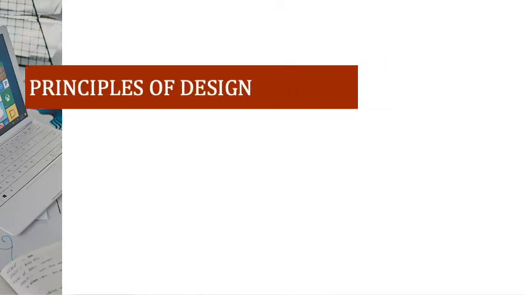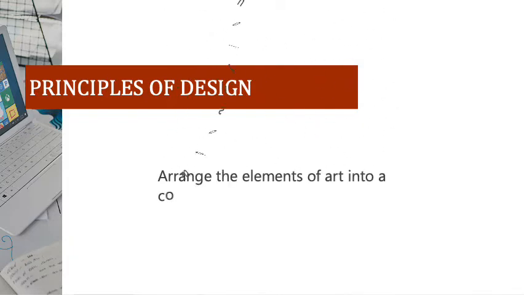So when we say principles of design, what is it? By definition, the principles of design is how the artists arrange the elements of art, the ingredients, the space, the color, the texture, and everything. So how the elements of art are arranged into a composition. How the artist arranges the elements of art into a composition. That's what constitutes principles of design. Okay?